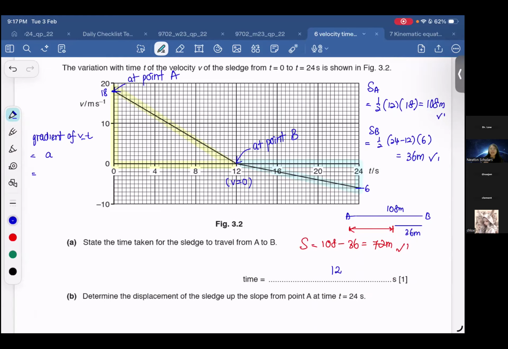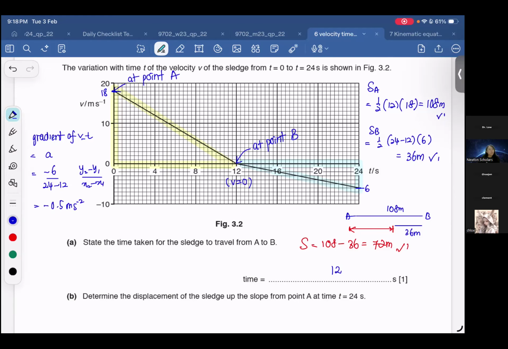Okay, here 6. Should I put negative 6? What do you think? Should I put negative 6 divided by, I draw this triangle, the time should be 24 minus 12. So it is y2 minus y1 divided by x2 minus x1. Should I put a negative? Then at the end, I get negative 0.5 meter per second per second. Should I put a negative for this? For the velocity part, the y-axis, should I put a negative?